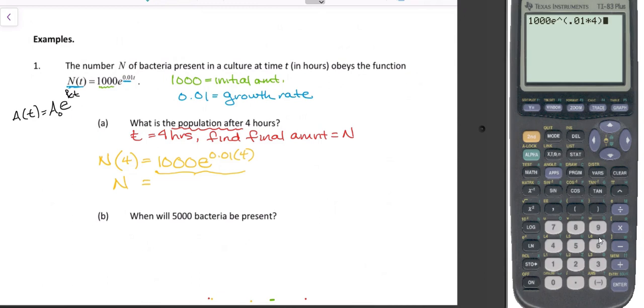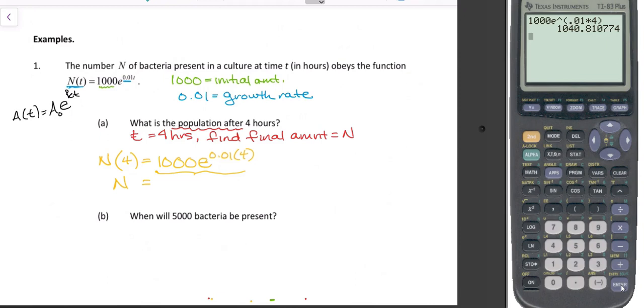If your calculator doesn't already put that left parenthesis, make sure that you do put parentheses around that product, the 0.01 times 4, so that the calculator knows that that entire value after you multiply is your exponent. So if I hit enter, there's my value.